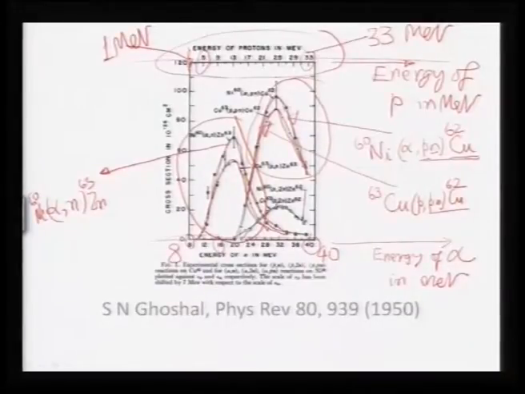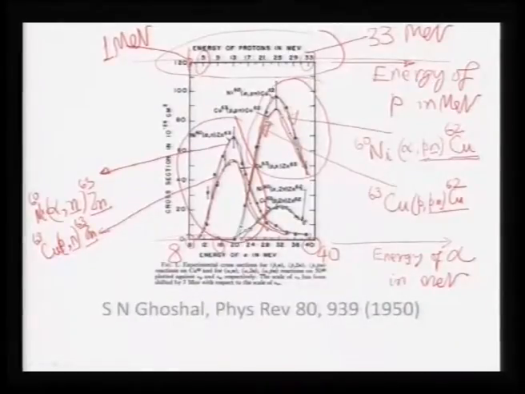Okay. And the lower one here is copper 63 on which a proton is falling, and then a neutron is coming out and zinc 63 is formed. So, for the same final products we are comparing the alpha-nickel reaction and the proton-copper reaction. The compound nucleus is formed in two different ways, but we are comparing the cross section for the same final product, which is neutron and zinc 63.